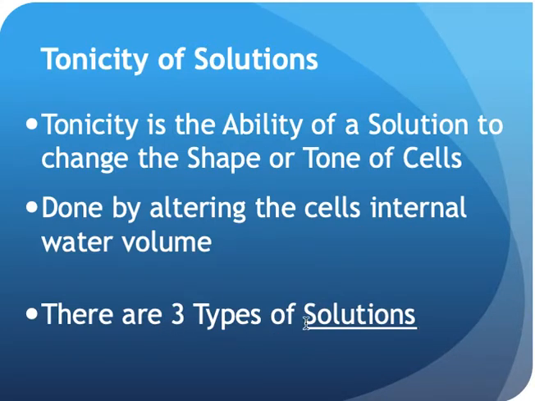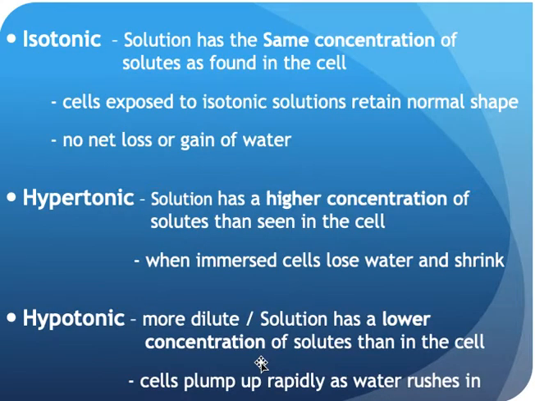I end up with three types of solutions, and again, you probably looked at these in high school. I end up with isotonic, hypertonic, and hypotonic. And again, you want to know the definition of these types of solutions, but you also want to know what happens to the cell. So isotonic: the solution that we're putting the cell in has the same concentration of solutes as found in the cell. Because they're the same, the cell is going to retain its normal shape. You're going to have no net loss or gain of water.